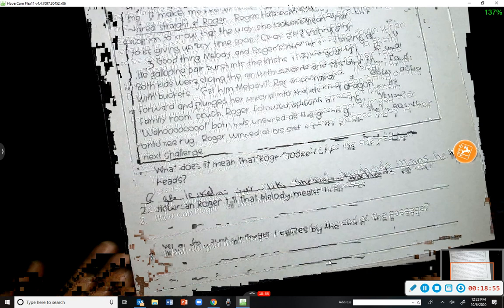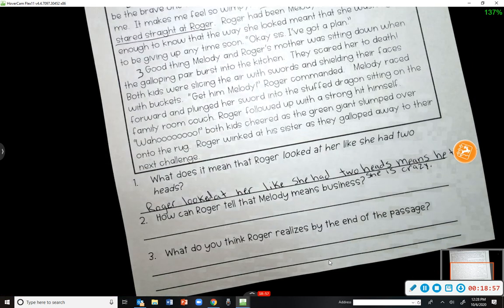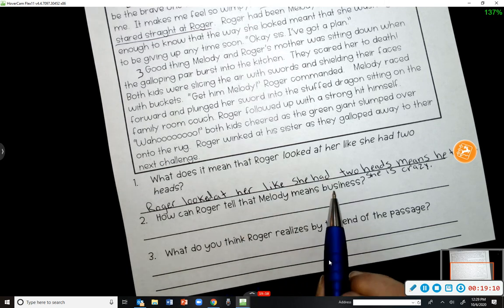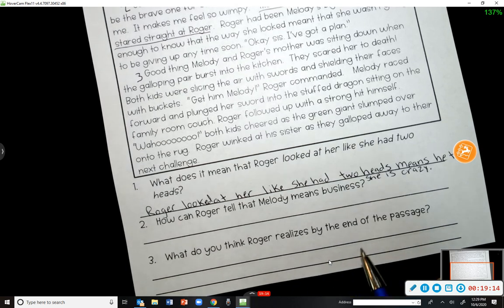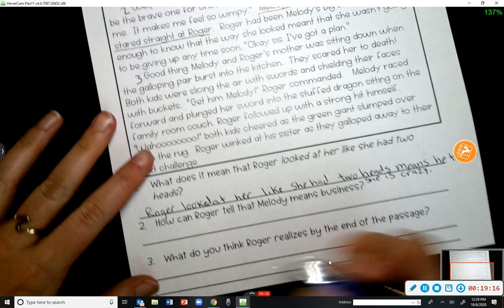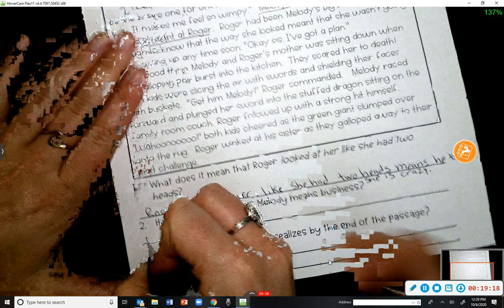So we could say, Roger knows that Melody means business when she crosses her arms and stares at him. Okay, so let's go ahead and write that.